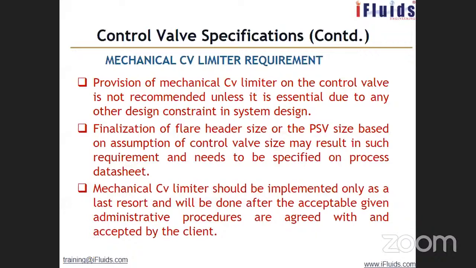A mechanical CV limiter is used when you want to limit the capacity of the valve, the flow coefficient, to a maximum limit. In that case, a mechanical limiter will be provided. This is a limiting arrangement which will not allow the valve member to move above that. This is not recommended unless it is essential due to other design constraints. These are all very specific requirements. Don't think that a mechanical CV limiter is there in all control valves.